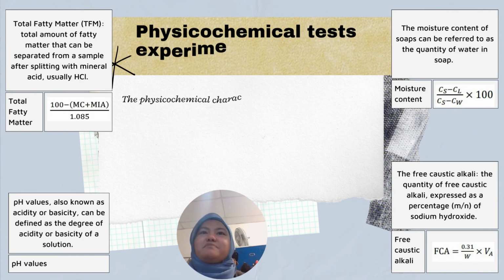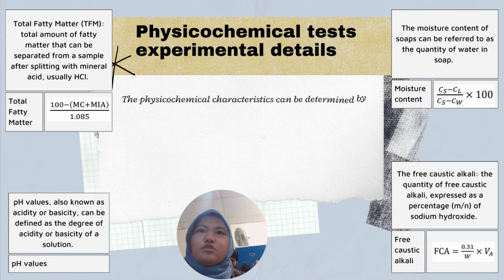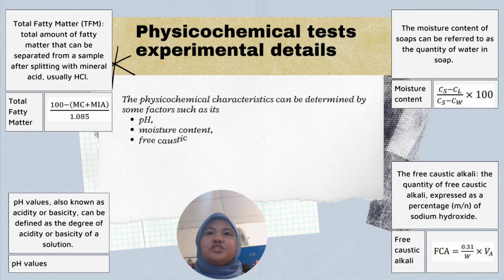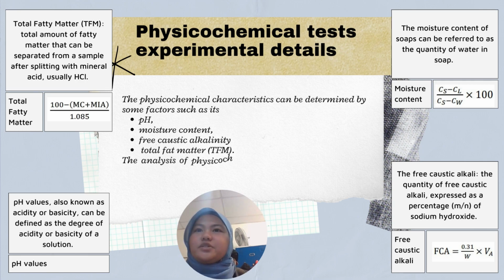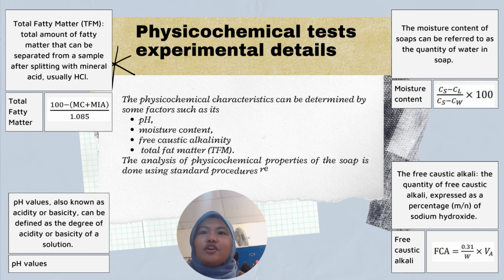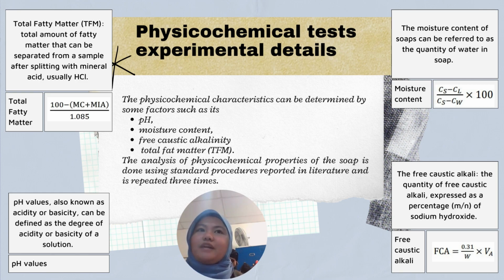Physicochemical tests and experimental duties. The physicochemical characteristics can be determined by some factors such as pH, moisture content, free caustic alkalinity, and total fatty matter. pH value, also known as acidity and basicity, can be defined as the degree of acidity or basicity of a solution, while moisture content of the soap refers to the quantity of water in soap.